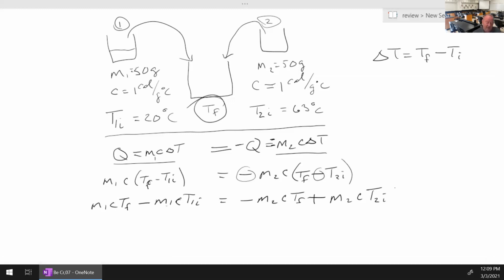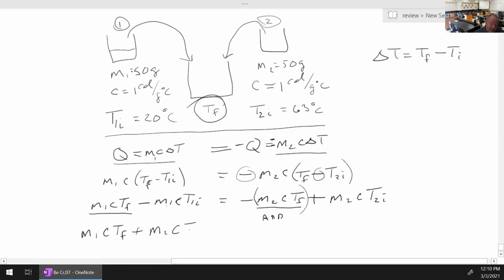Okay, so what's our next step? We need to get TF together on one side of the equation. So I've got TF in this expression, and I've got TF in this expression. So what I'll do is I'll add M2C TF to both sides. When I add it to both sides, it's going to go away on the right. And on the left, I'll have M1 C TF plus M2 C TF.